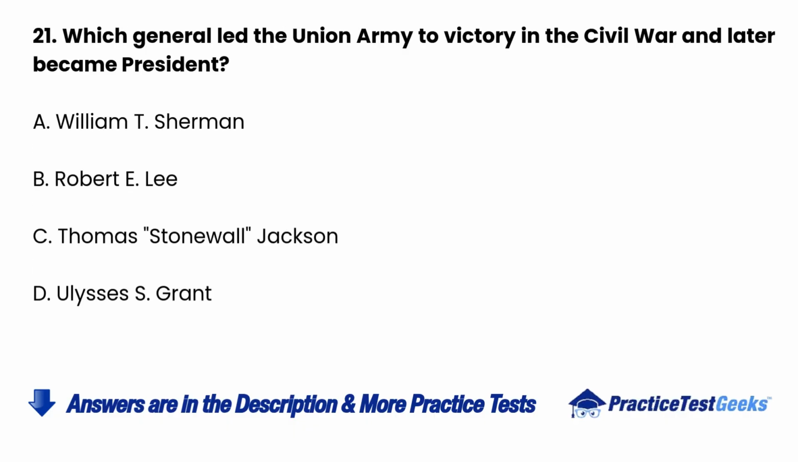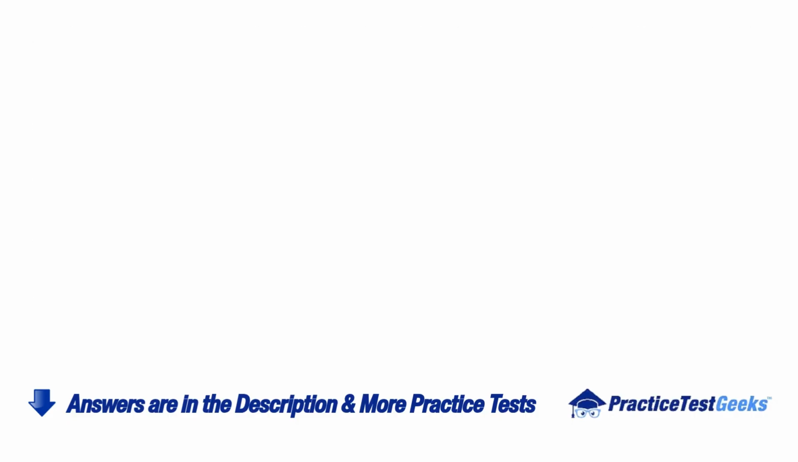21. What does a negative slope in a graph represent? A. Increasing trend. B. Constant rate. C. Decreasing trend. D. Positive correlation.